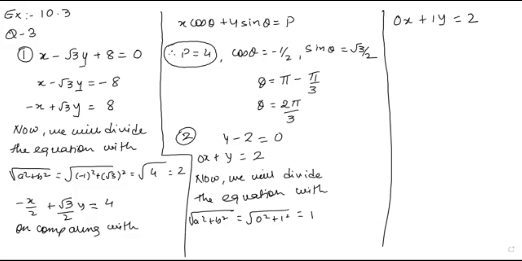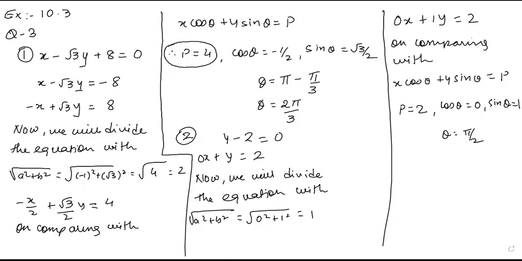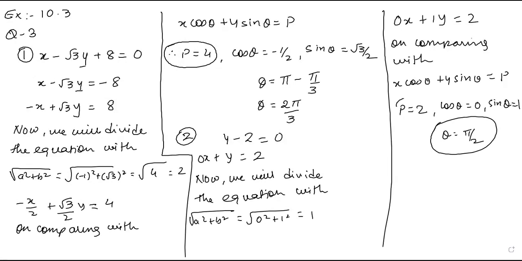So this will be my equation. So I'm comparing with x cos theta plus y sin theta is equal to p. I will get a perpendicular distance as 2 and my cos theta will be 0, sin theta will be 1, and I know that at pi by 2 my sin is 1 and cos is 0. So angle made is pi by 2, whereas the perpendicular distance is 2.